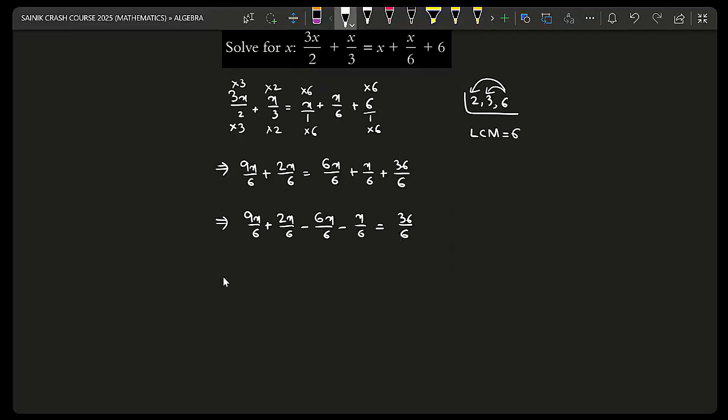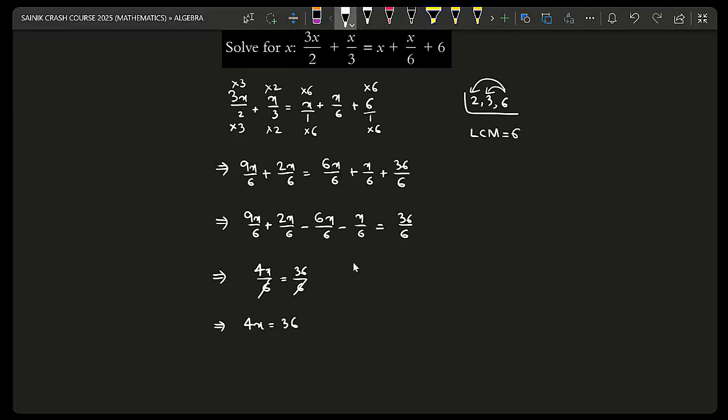Now these are like fractions. We can add: 9x plus 2x is 11x, 11x minus 6x is 5x, 5x minus x is 4x. So you got 4x by 6 is equal to 36 divided by 6. Both sides have denominator 6, so we can cancel them, and we got 4x is equal to 36.